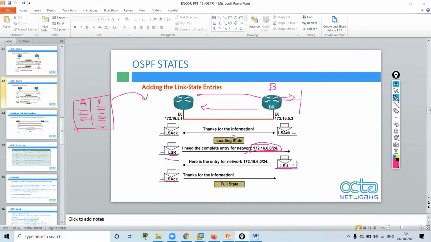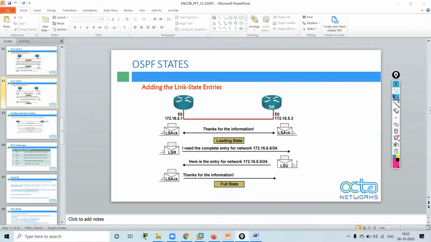So to get the information about this network, the complete entry of the network, there might be many IP addresses on this network. To get the complete entry of this network, A will send an LSR packet. Understood? Yes. So these are LSR, LSU, and LSA packets.